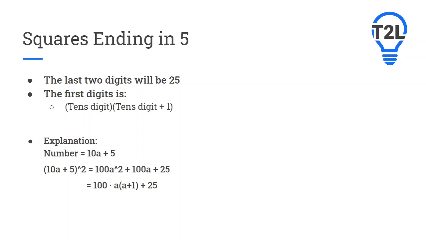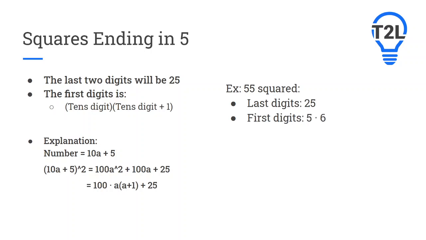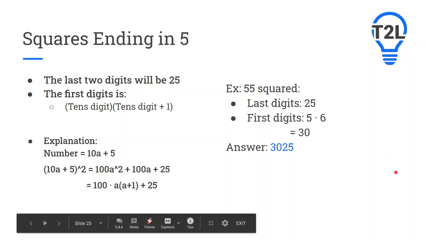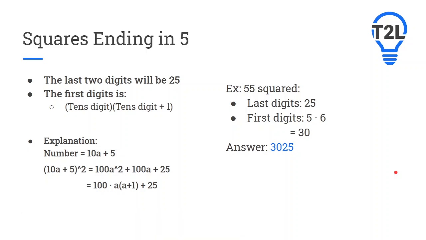Could you show the example? Okay, let's say your example is 55. So your 10s digit would be 5. And then you multiply it times the next number, or the 10s digit plus 1. So you already know it ends with 25. And then you multiply 5, which is the 10s digit, times 6, which is the 10s digit plus 1. That would be 30. Then you would just write it together with the 30 and 25. So that would be your answer. The last two digits are always going to be 25.